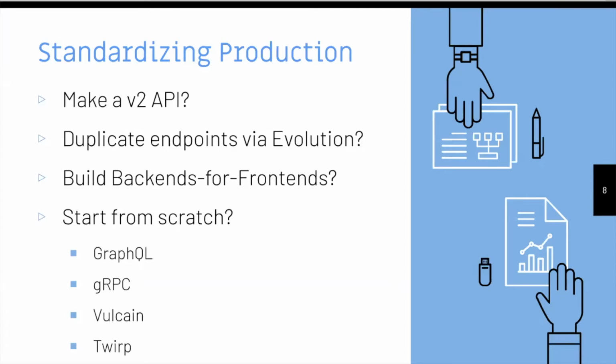Some people try to make a backend for frontend to solve the problem. And some people just decide to start from scratch and rewrite everything in GraphQL and gRPC or Vulkan or Twirp or whatever other random API thing is popular this year. But all of these approaches have the same problem, which is that none of them are free of potential inconsistencies.